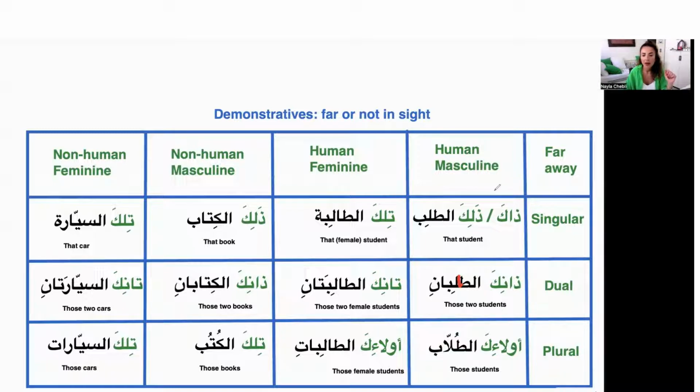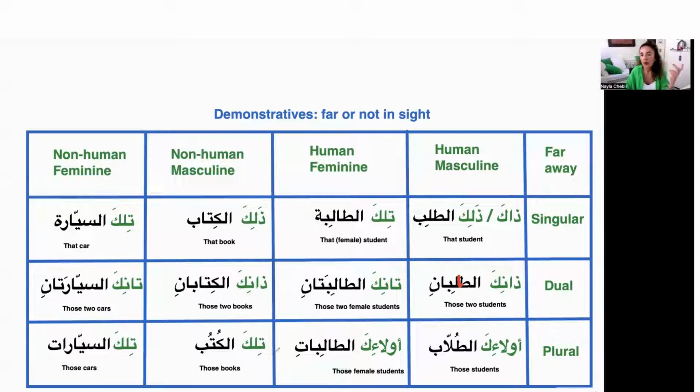So again, when we're talking singular or dual, we use the same demonstratives for human and non-human, however different demonstratives for masculine and feminine. When we're talking plural, gender doesn't matter. We use the same demonstratives for masculine and feminine. However, what matters is whether they're human or non-human, students or books. Then we use different demonstratives.